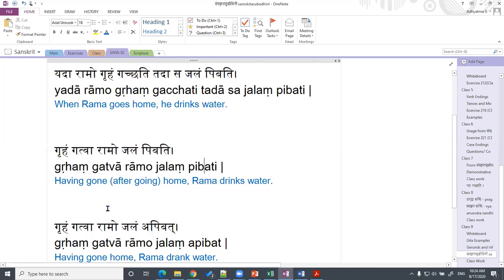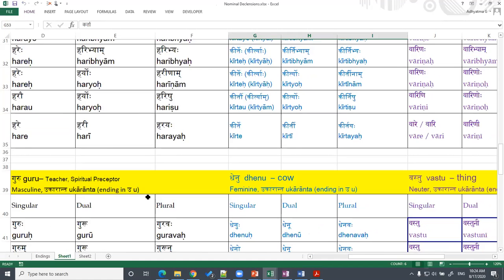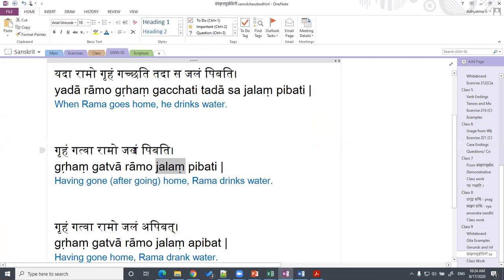But what has happened here? Jalam, if you know which case and which number it is, it is the accusative case, singular. Like Vanam, it's a neuter form, akaranta. So Vanam vane vanani; Jalam jale jalani. So Jalam is the second, accusative case, singular. And that makes sense. It is the object of the verb pivati, drinking water. So Rama is the subject, Jalam is the object, pivati is the drinking. So Rama drinks water. Rama is nominative singular, Jalam is accusative singular, the object.